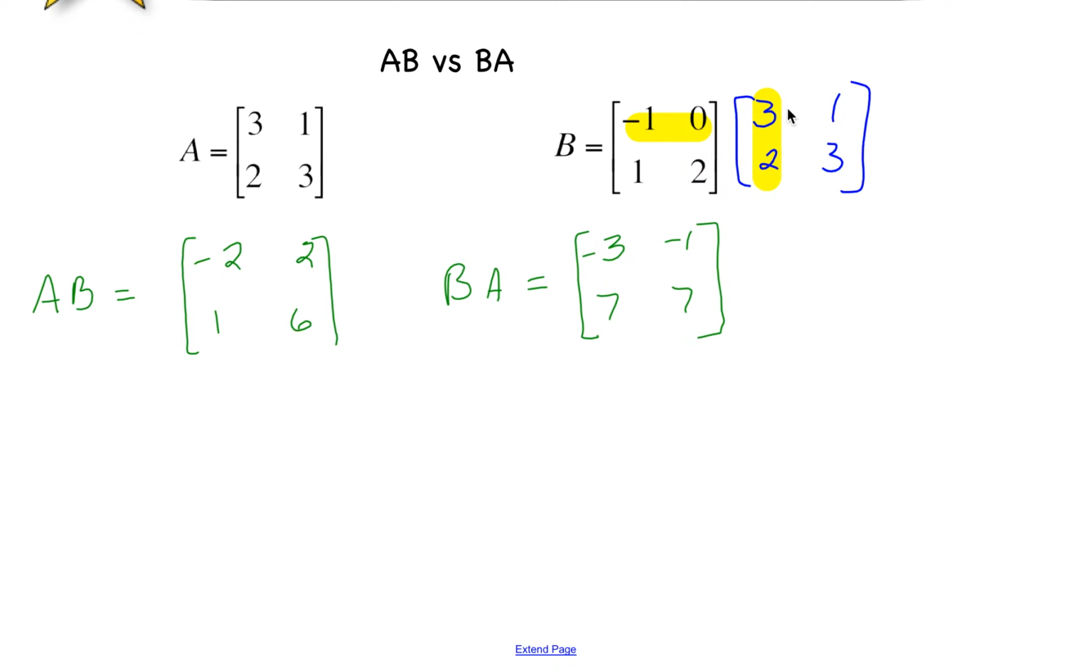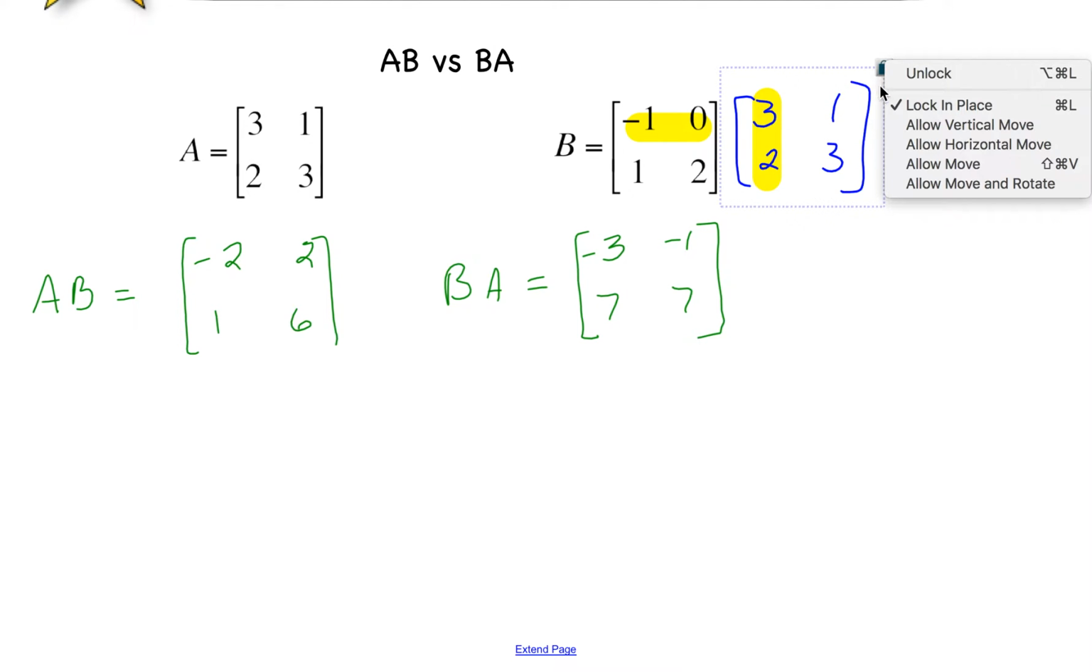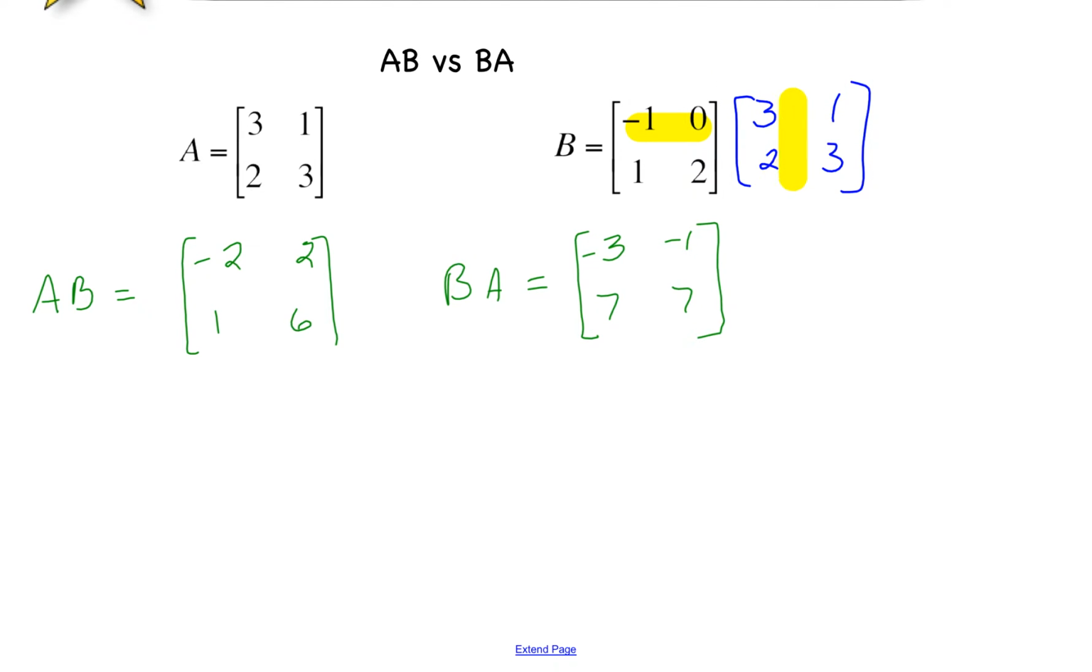And then row 1, column 2. That's not going to let me grab that, is it? Nope. So row 1, column 2 is -1 times 1 plus 0 times 3, which is -1. Row 2, column 1 gives us 3.